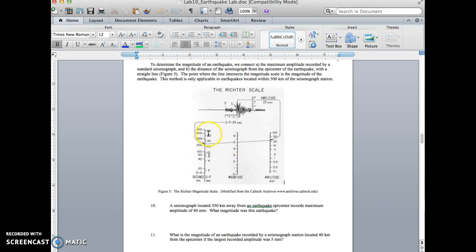Now, an earthquake that has a very high interval between those two arrival times will have a smaller amplitude, and so it'll read down, and it's where the line crosses that gives you that magnitude. So what you're going to do is use the distance that we've given you, and I've given it to you in kilometers, and then you're going to see that the maximum amplitude is 40. You're going to plot those two and then draw a line, and where they cross will give you your magnitude.